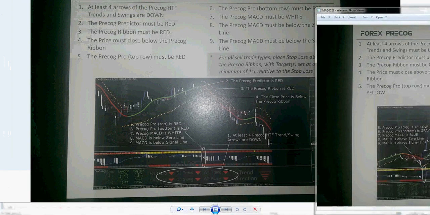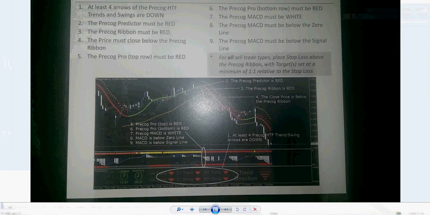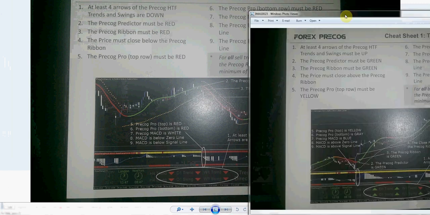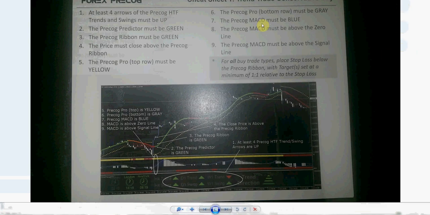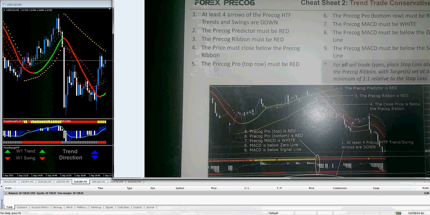And here's another one. This cheat sheet is for the sell, conservative trend trade sell. And this is for, as you guys can see, trend trade conservative buy. And these are just the rules, where you can set this by your desk so that you can actually see what you need to be looking for.